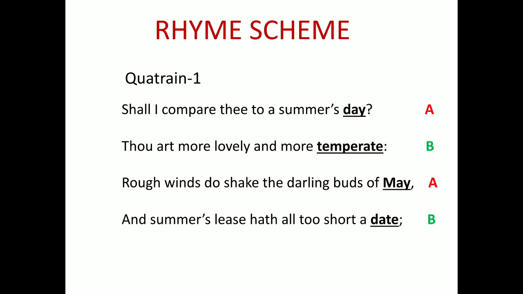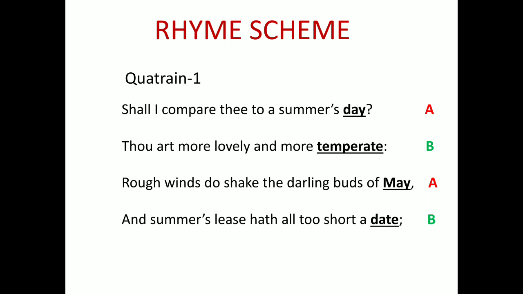Now third line, rough winds do shake the darling buds of May. Here the word May does rhyme with the word day of first line. So these two words have the same ending syllable, day and May, and same sound. So it will be marked A again. Fourth line, and summer's lease hath all too short a date. The word date rhymes with the word temperate. Same ending syllable, date and temperate. So it's again B sound.